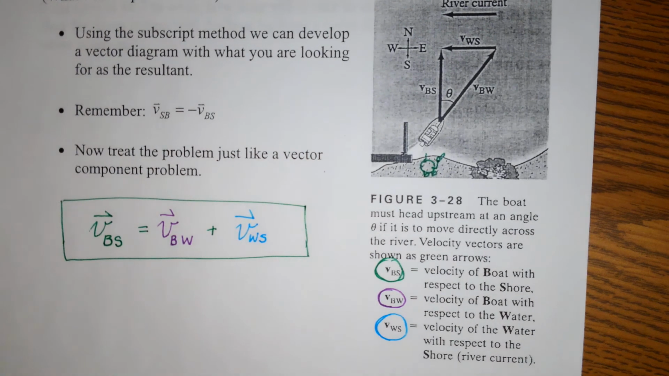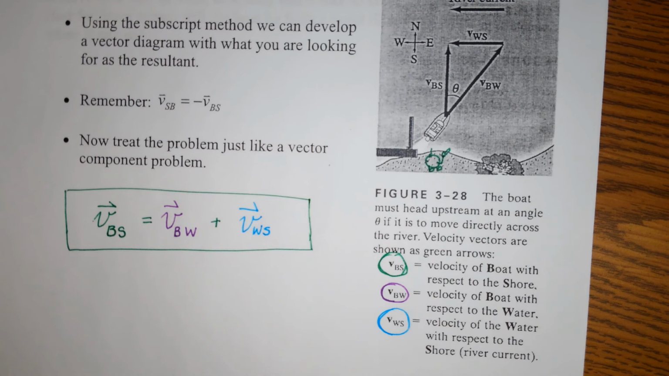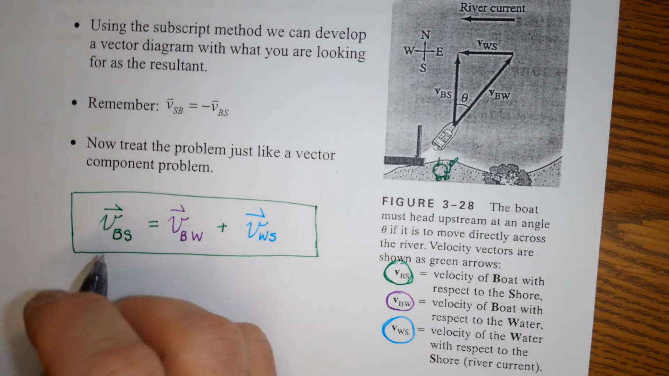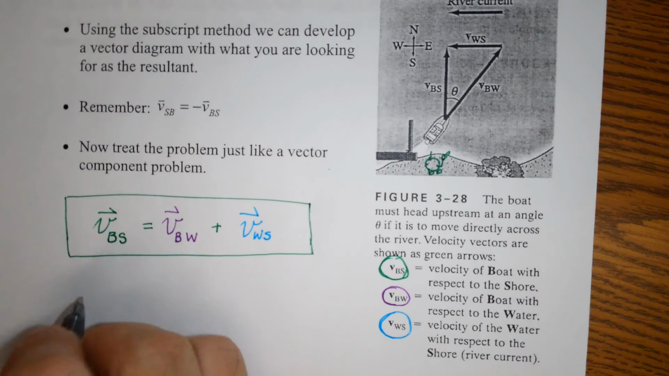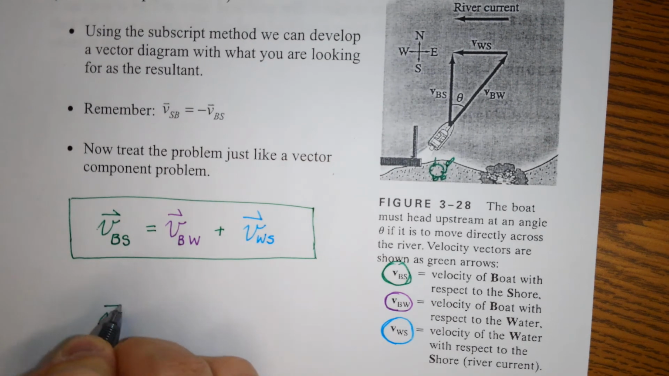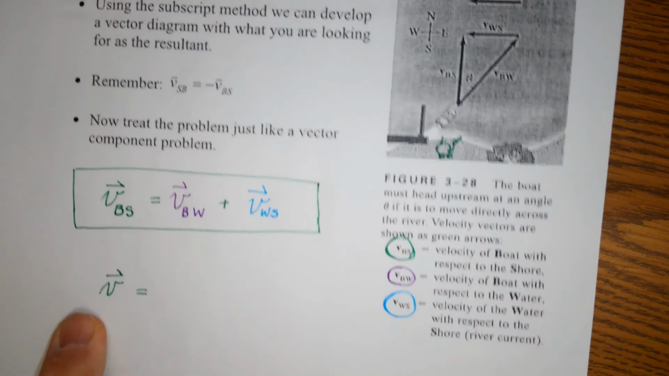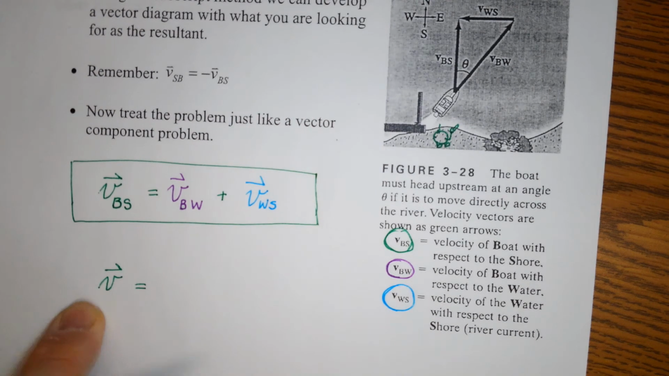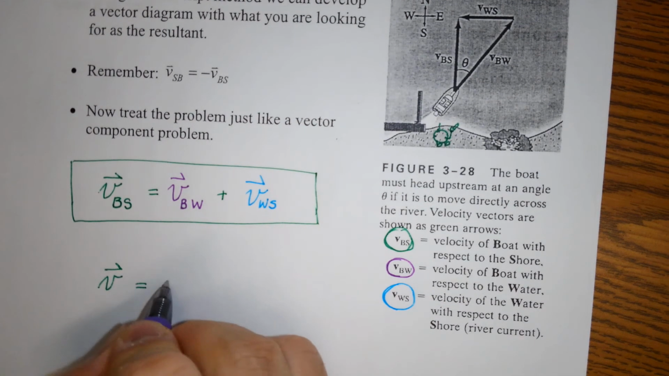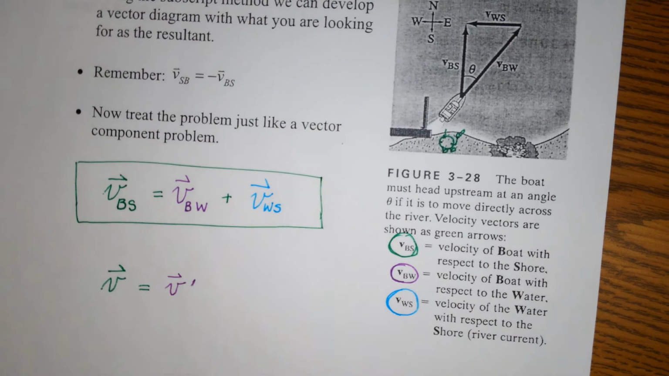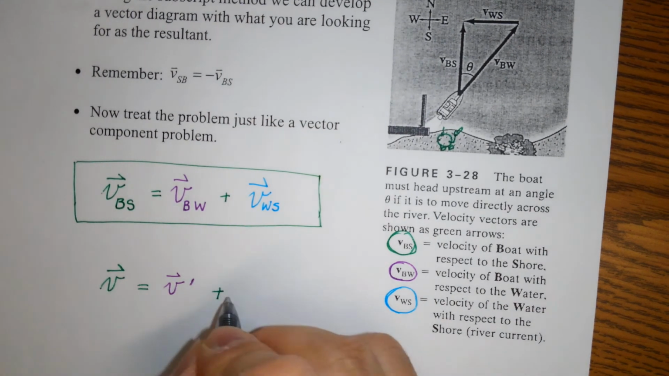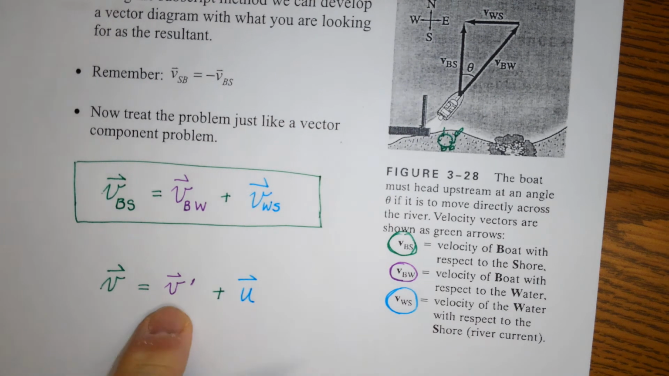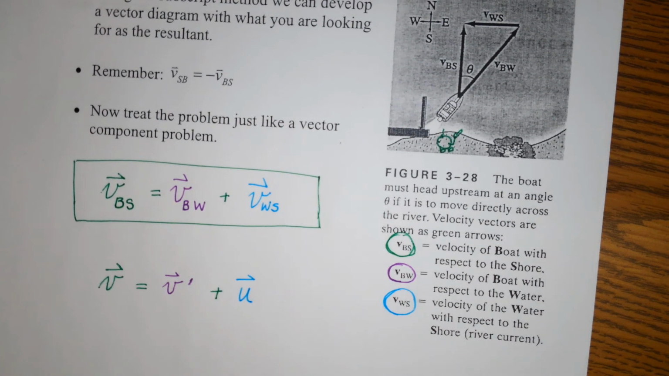In general terms, when you get to college, you're going to be learning other things than boats and rivers. Sometimes, in more general terms, it is written as follows: V is equal to V prime plus U. Now this V prime does not mean take a derivative of. It just means it's a different V. Okay? So what does that mean?